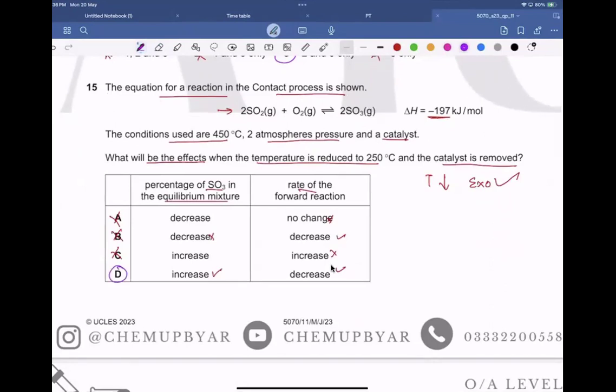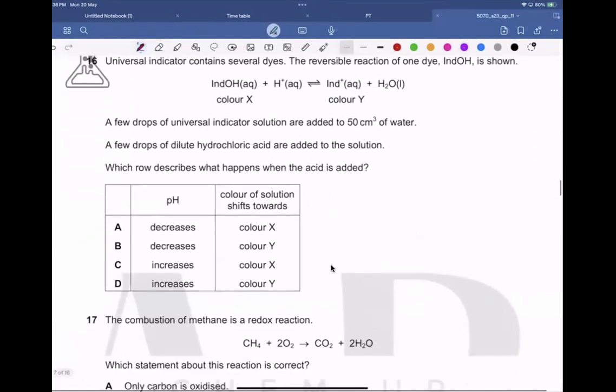Very good, Ammar. Very good, Khatija. Okay. Now, question number 16. Universal indicator contains several dyes. The reversible reaction of one dye and OH is shown. A few drops of universal indicator solution are added to 50 centimeter cube of water. A few drops of dilute hydrochloric acid are added to the solution.